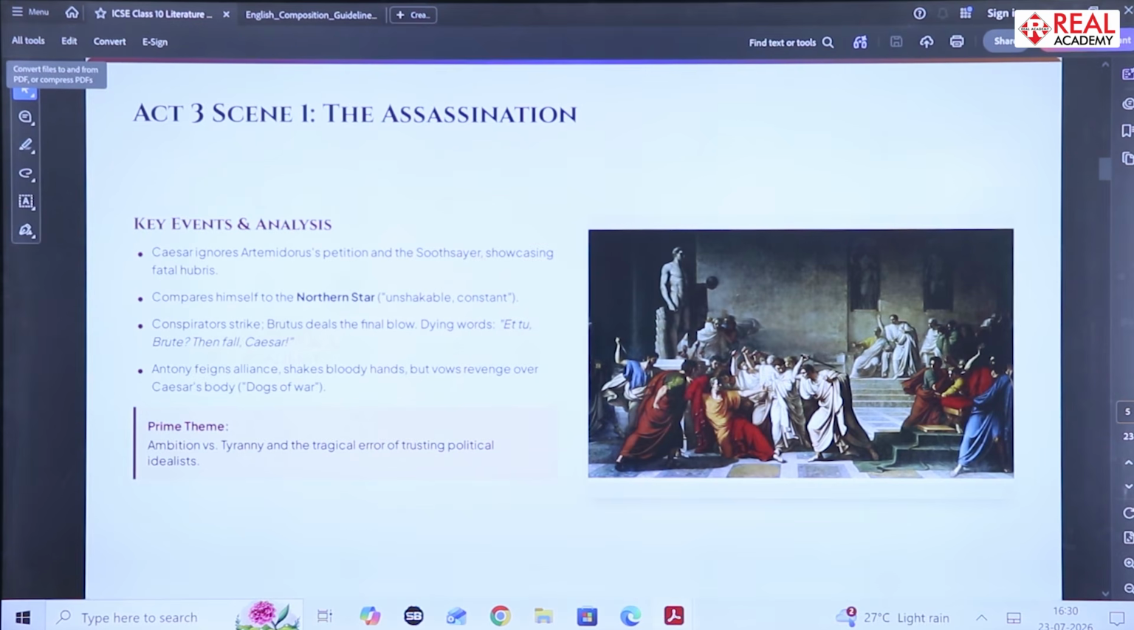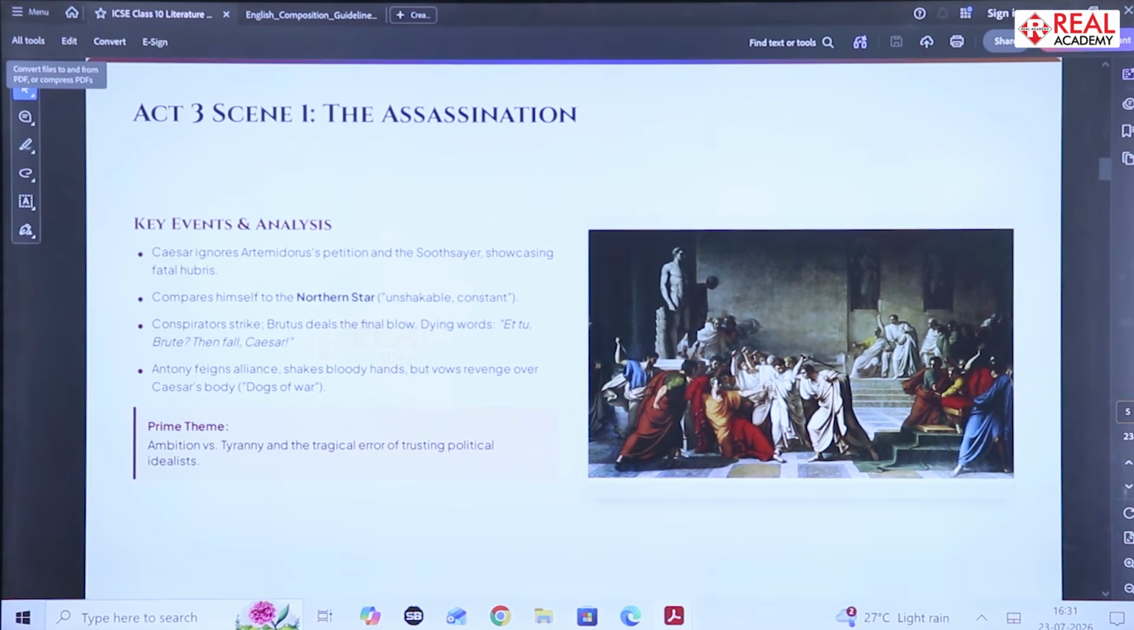Now, as Caesar enters the Senate, Metellus Cimber kneels before him and humbly requests that his brother Publius Cimber, who has been banished, be pardoned. One after another, Brutus, Cassius, Decius Brutus, and other conspirators also plead for the repeal of the banishment. Their request is merely a distraction to surround Caesar and make him vulnerable.